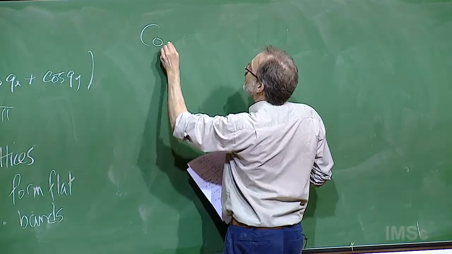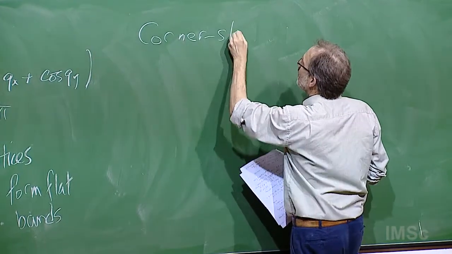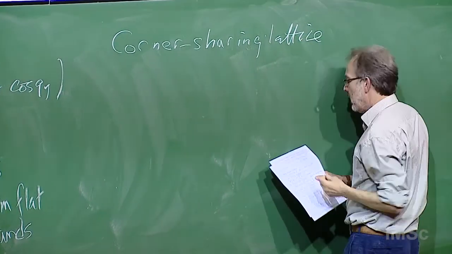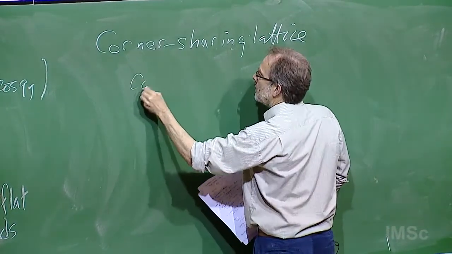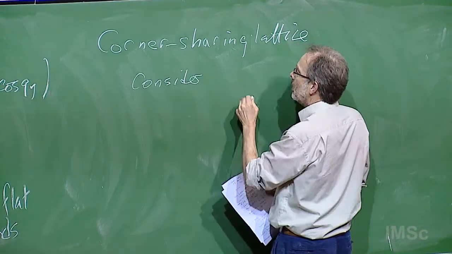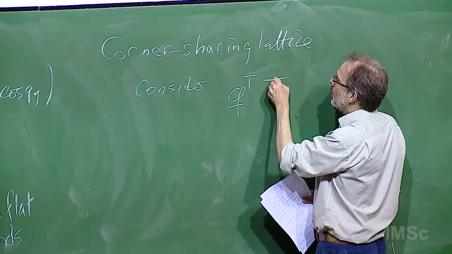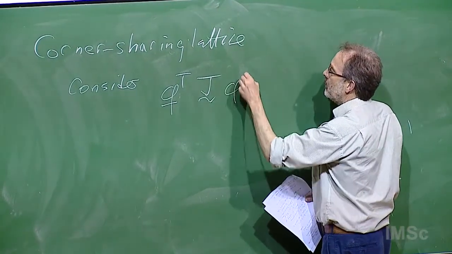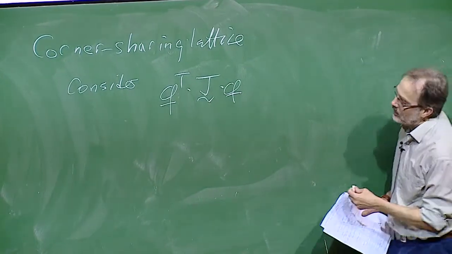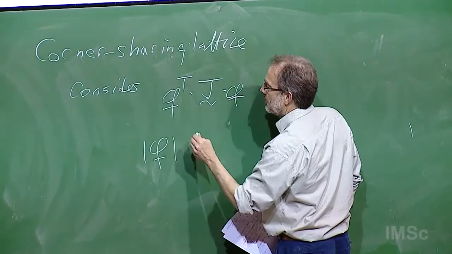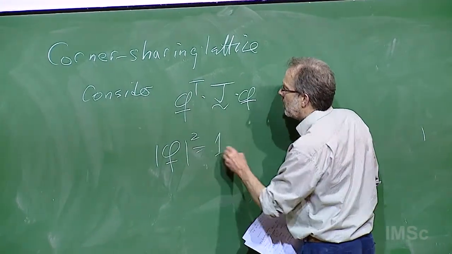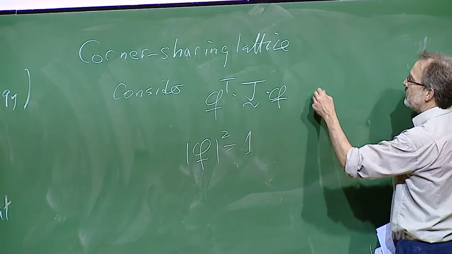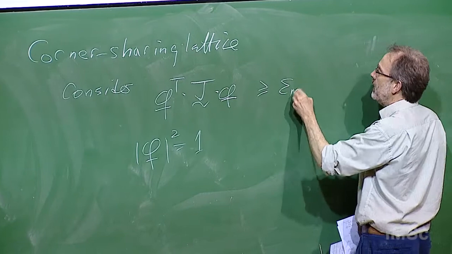So if we take a corner-sharing lattice and consider, I write the exchange matrix like that as a matrix, and if we consider that with phi some fixed length vector, then by the variational theorem, this is an upper bound on E min.